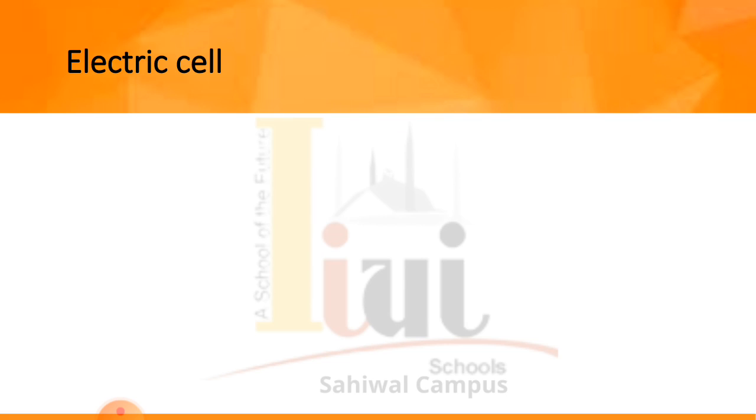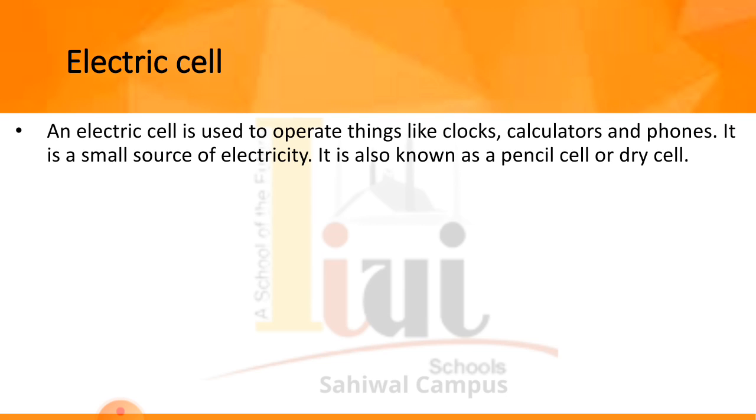Electric cell. An electric cell is used to operate things like clocks, calculators and phones. It is a small source of electricity. It is also known as pencil cell or dry cell. So the cells commonly used in our daily routine life gadgets or devices, that are clocks, calculators, phones and anything else, use some sort of cells that are known as pencil cells or dry cells, and these are collectively called electric cells as they conduct electricity.